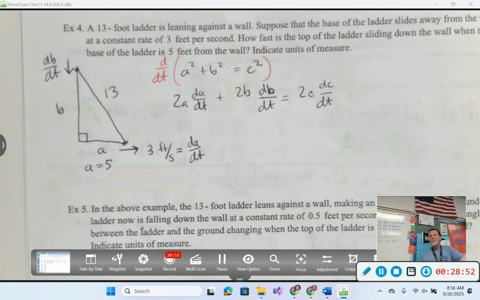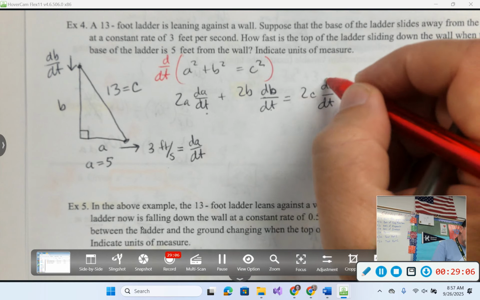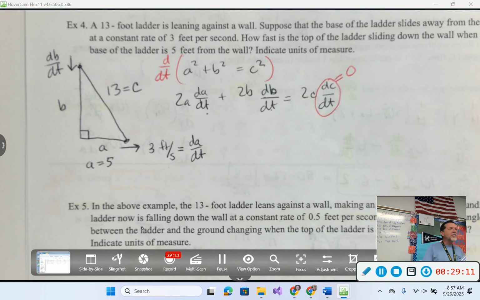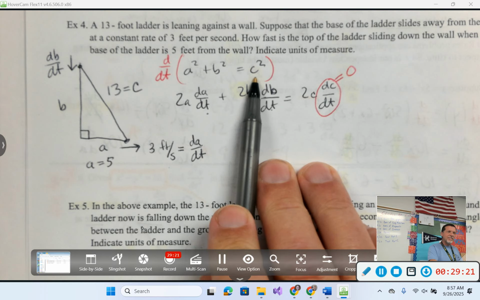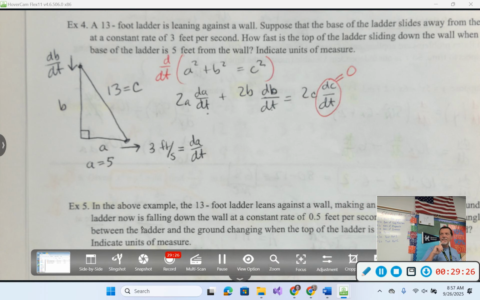One of those, though, makes this problem a little bit easier. A is changing, B is changing, but this ladder is not changing length. So do you know what dc dt is equal to? If the ladder is not changing length, that's 0. That's not changing. So that makes that part of the problem nice. The ladder is not changing. Another way to say that is c squared is constant, and the derivative of a constant is 0. Well, is that what it's going to be? It's exactly what you were going to say, isn't it?